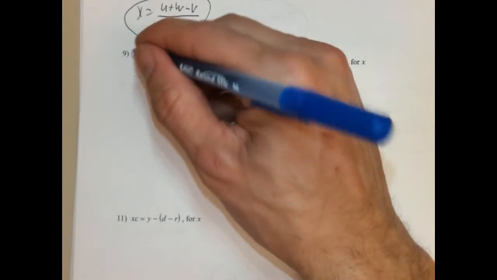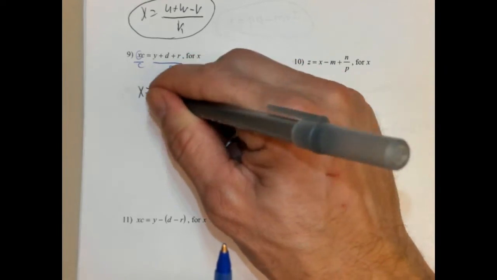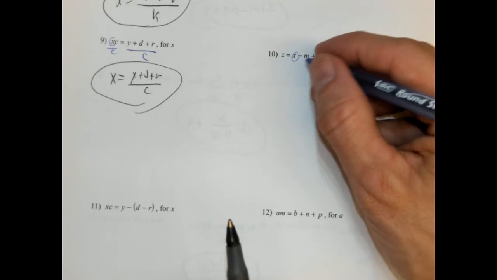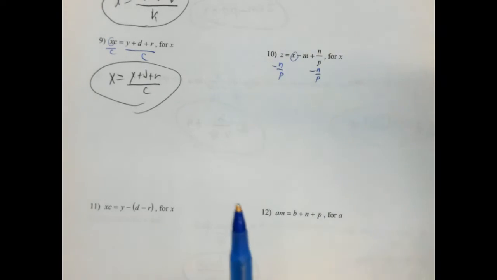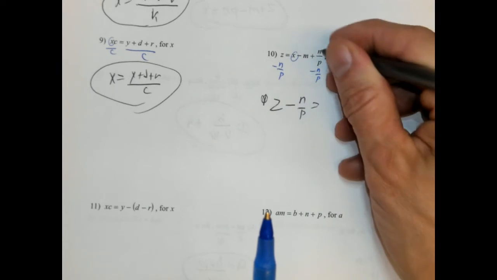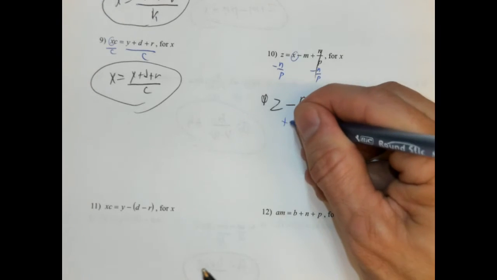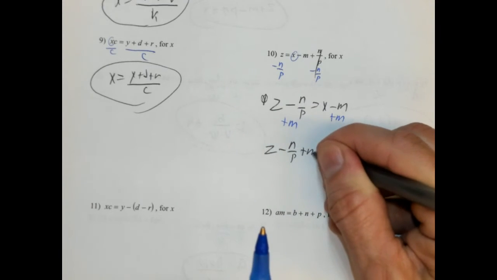Number 9. We're solving for x. So we're going to divide everything by c. So x equals y plus d plus r over c. And here we're solving for x. So we're going to subtract n over p. So z minus n over p equals x minus m. We're going to add m to both sides. So z minus n over p plus m equals x.